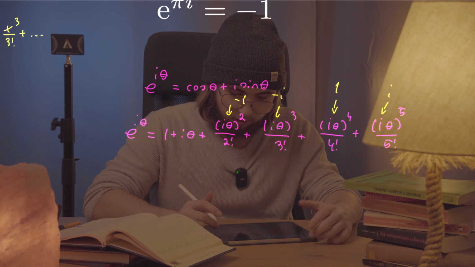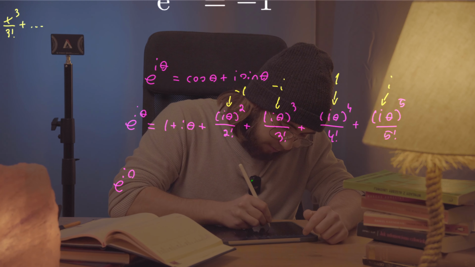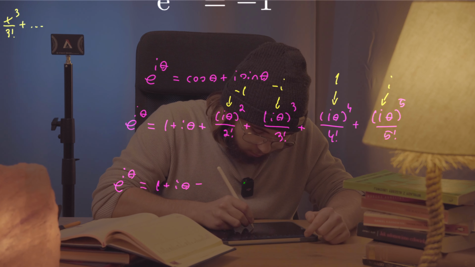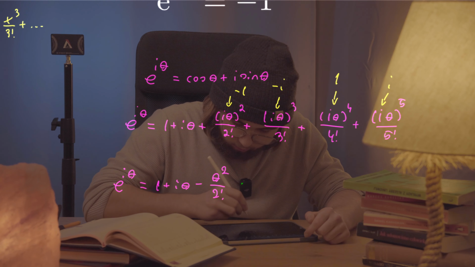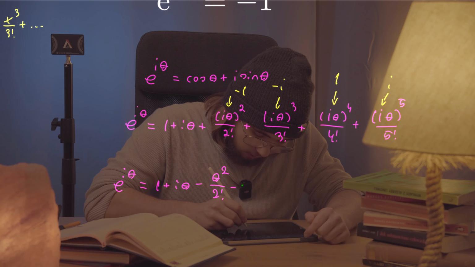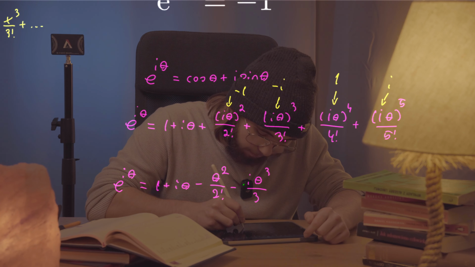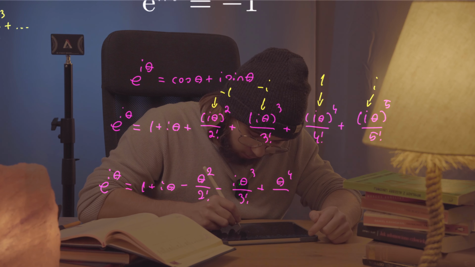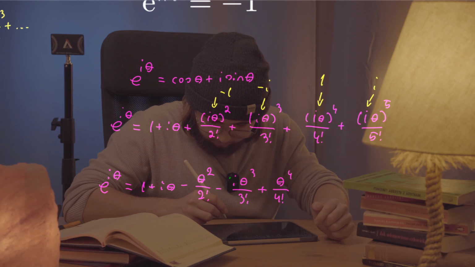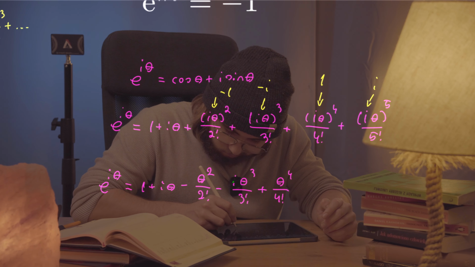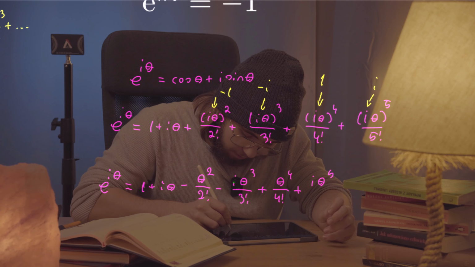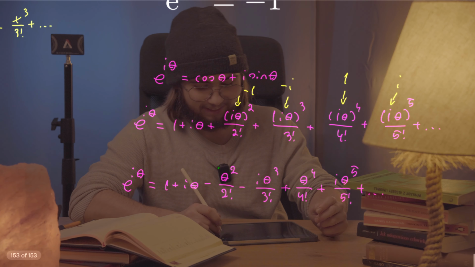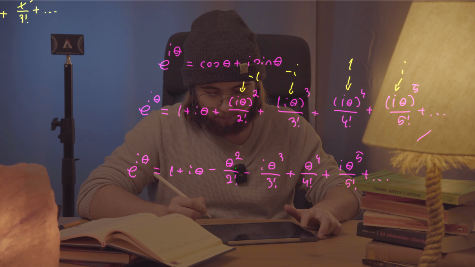So that's pretty lovely. We can write this entire thing as e to the i theta being equal to 1 plus i theta, and then minus theta squared over 2 factorial, and then minus i times theta cubed over 3 factorial, and there's gonna be plus theta to the power of 4 over 4 factorial, plus i theta to the power of 5 over 5 factorial, and all that stuff. I forgot to prolong this sum here, but it doesn't really matter now.